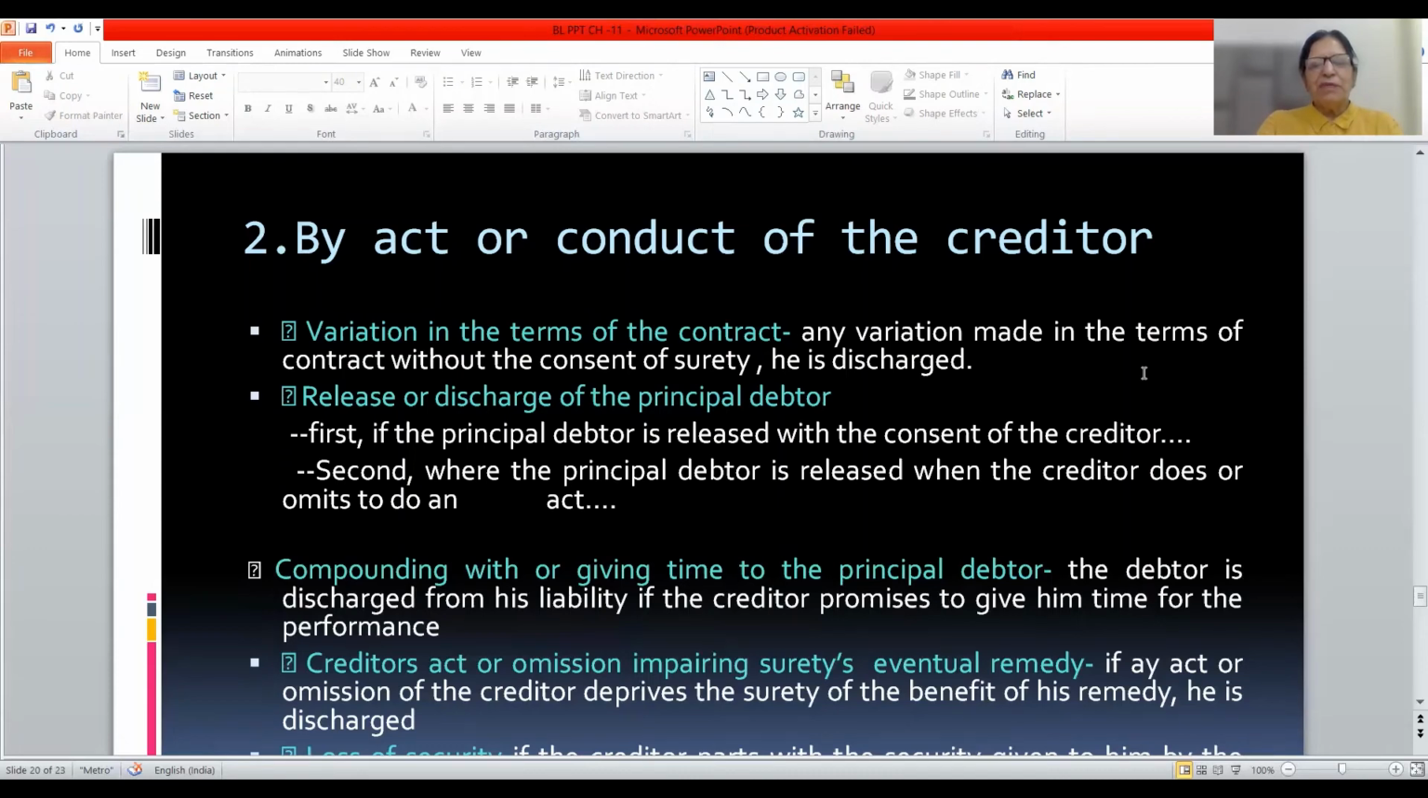But remember, friends, I would like to add to this, if the security gets destroyed by the act of God, due to earthquake or due to some other reason, then the surety will not be discharged from his liability.